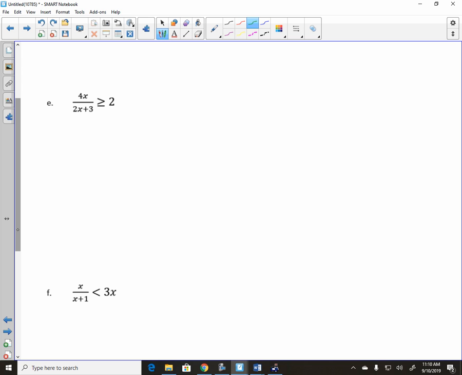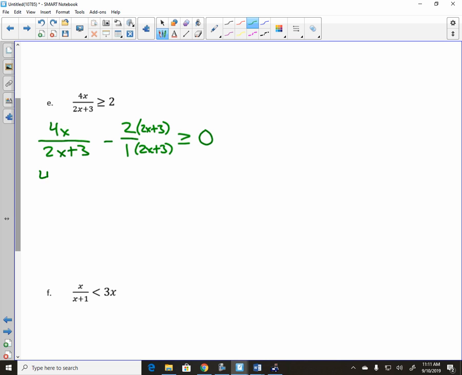Okay, what's different about this example? It's not 0, so we subtract the 2 over. I have 4x over 2x plus 3 minus 2 over 1 is greater than or equal to 0. You see all the other ones are in factored form, and they're less than 0 or greater than 0. In this situation, I first get it towards less than or greater than 0, and then I form one fraction. So I'm going to multiply top and bottom by 2x plus 3, so that way I have common denominators, and I can create one fraction.